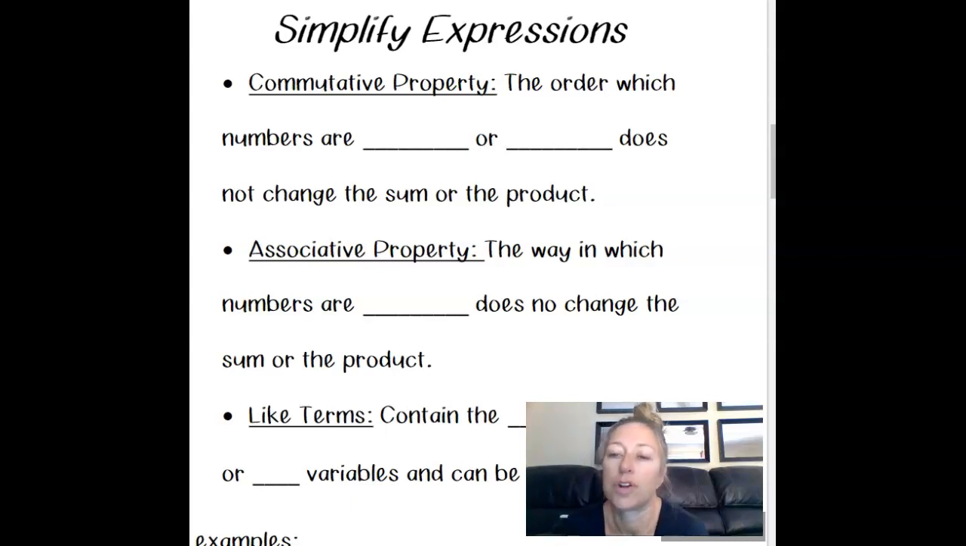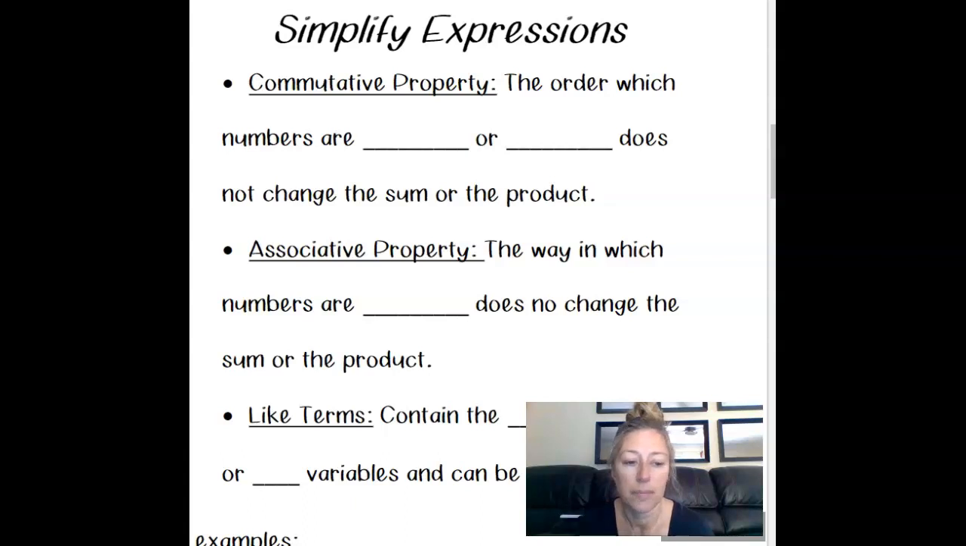The first thing I want you to do is make sure you have this yellow sheet in front of you, and we're going to talk about simplifying expressions and easier ways to do it. So the first thing I want you to remember, and we've talked about this in class a little bit, is the commutative property. And that says the order in which numbers are added or multiplied does not change the sum or product. So we're going to write that in here.